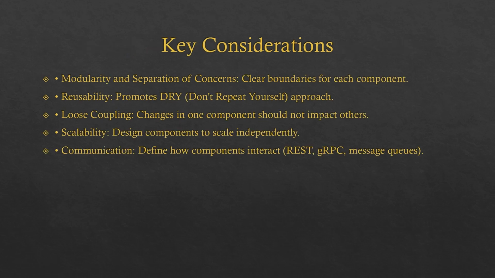When defining components in our system, it's essential to keep several considerations in mind. Modularity ensures that components can evolve independently. Reusability minimizes code duplication. Loose coupling ensures that changes in one component don't affect others. Scalability allows components to grow the system, and clear communication defines how components interact with one another.